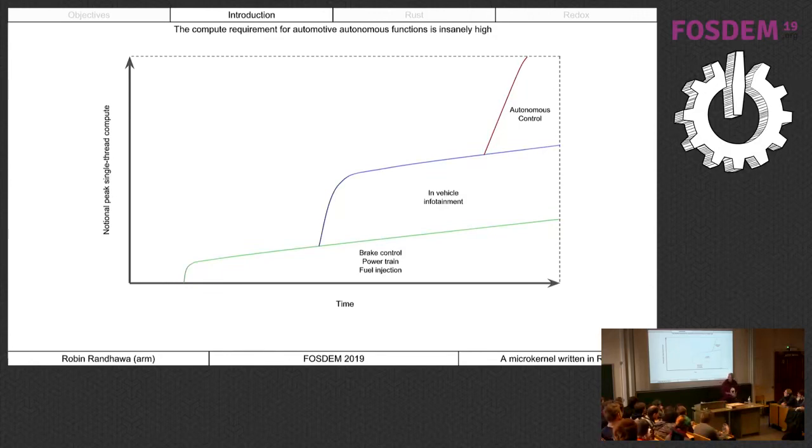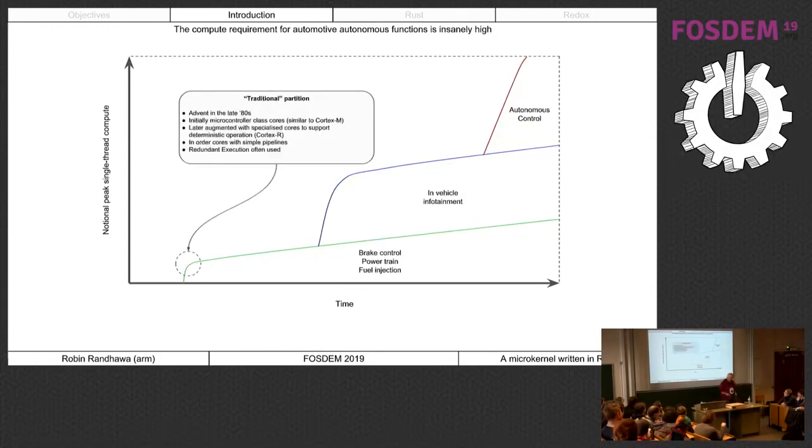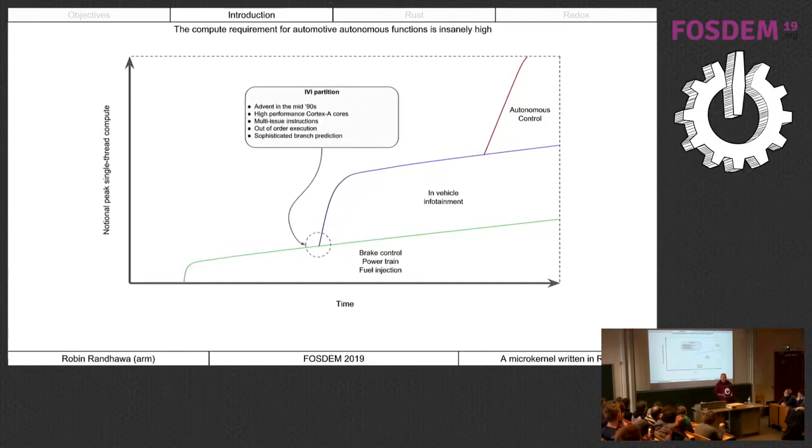You had brake control, powertrain, fuel injection. These are what I call the traditional things in the car. Came about in the 80s. Microcontroller class codes, everything really well understood in terms of worst case execution, yada yada yada. Interesting tricks like redundant execution used to get additional confidence. Then you had IVI, where there was a big spurt in compute requirement because people wanted to, I don't know, watch movies and play games and all of that.